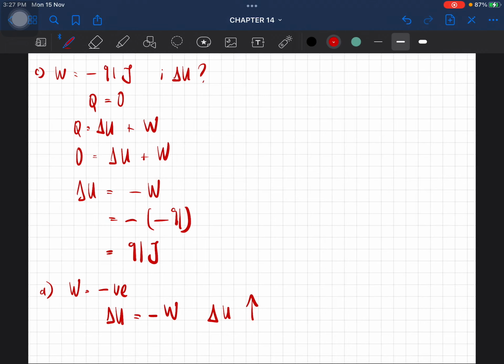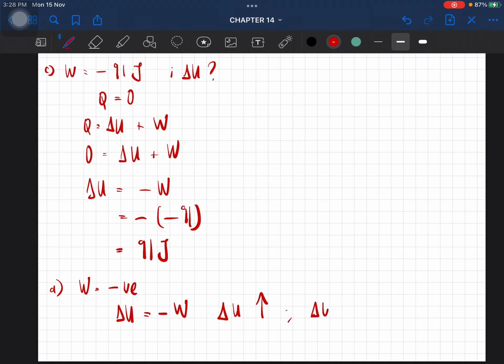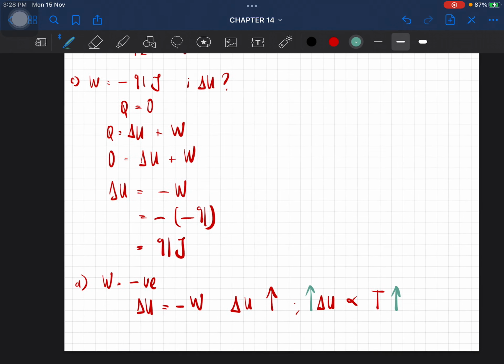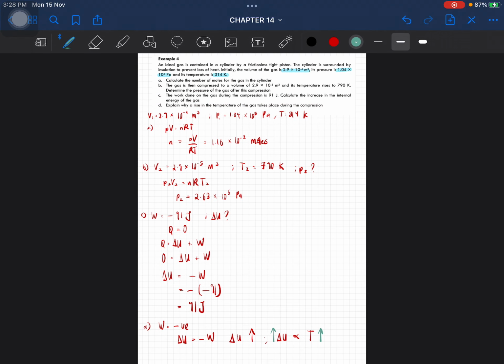So it provides the necessary energy to do work, since the internal energy is proportional to the absolute temperature. When the internal energy increases, there will be a rise in temperature as well. Okay, so that is why there is a rise in the temperature as it undergoes compression. Okay, so that is the solution for example number 4.